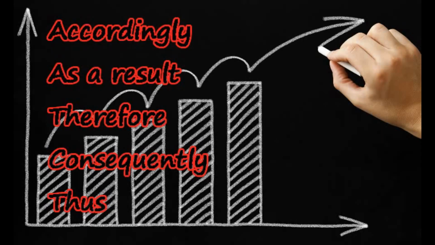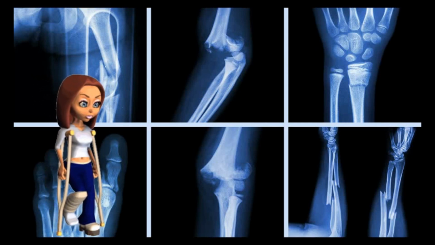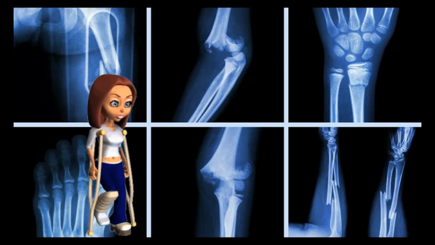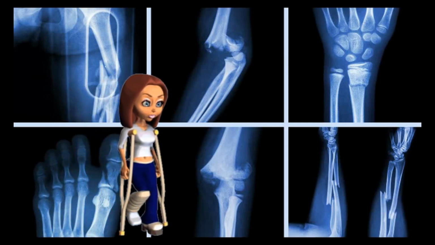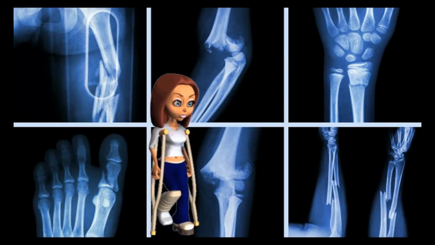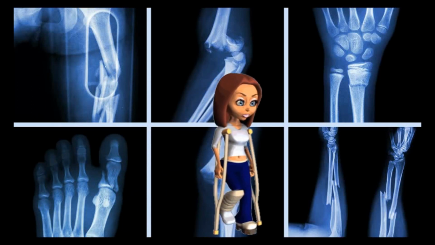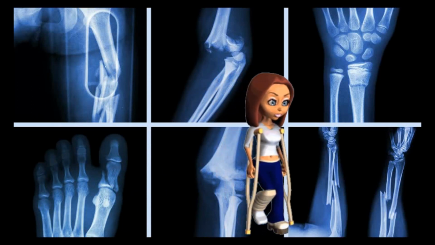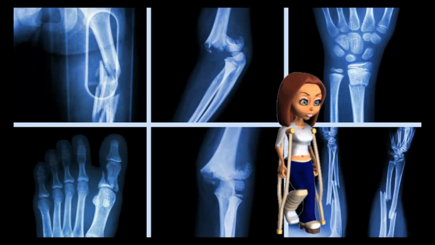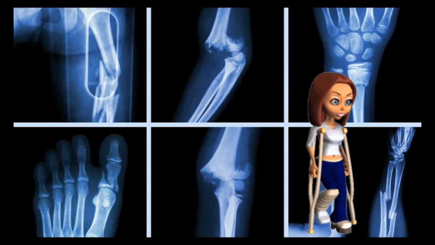The next group of words are accordingly, as a result, therefore, consequently, or thus. This is when it's a result, a consequence, an effect, or an outcome. I broke my finger at work. Accordingly, I can't play on Saturday. As a result of my injury, I can't play in the game this weekend. I hurt my foot, and therefore I can't play. I hurt my foot, and consequently, I can't play. I hurt my foot, and thus I can't play.